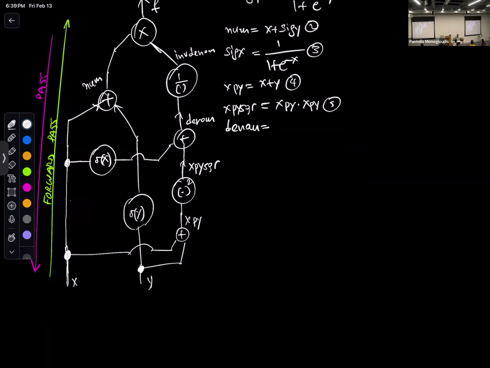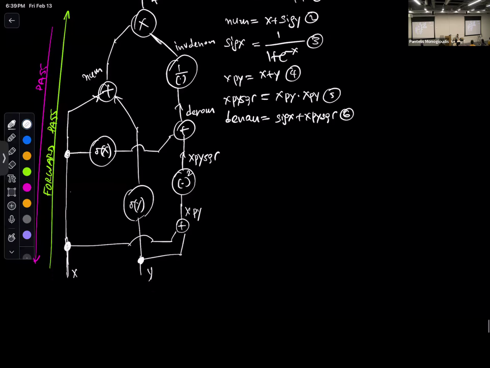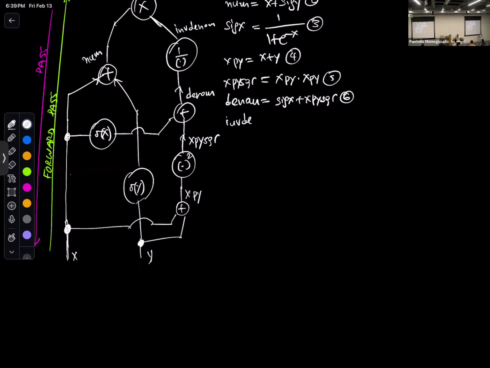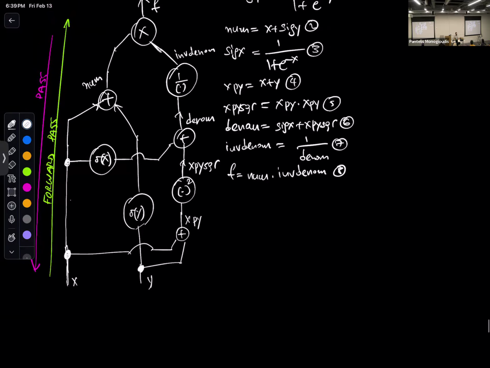The norm is equal to sig x plus xpy sqr. That's equation 6. The tensor is 1 over the norm, that's equation 7. And finally, f is equal to nu times the norm. That's equation 8, and I'm done. I'm done with the forward pass. I have now the f as a number stored somewhere.